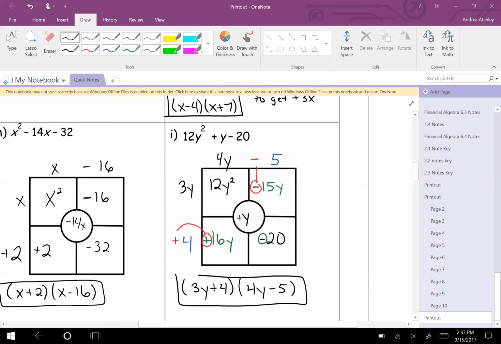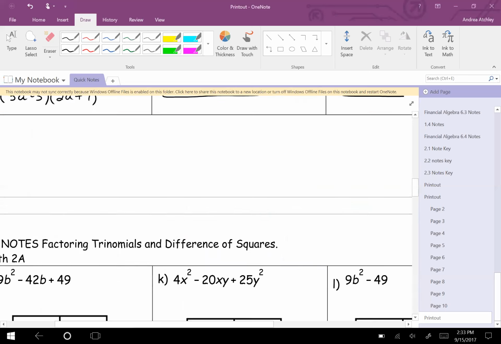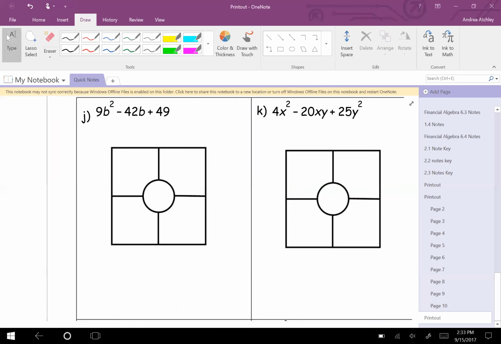Everybody check to make sure you had those signs right. If the signs were not correct, fix them now, okay? Because that's going to be a common mistake. You're going to get close, but mess up the sign somewhere, which in math, right, is still not right. Doesn't matter how close you are, it's not right. Math is an exact science. Okay, on the back. We have some more to do.